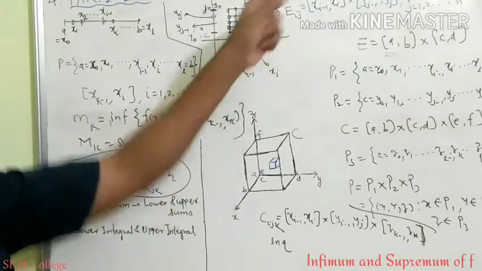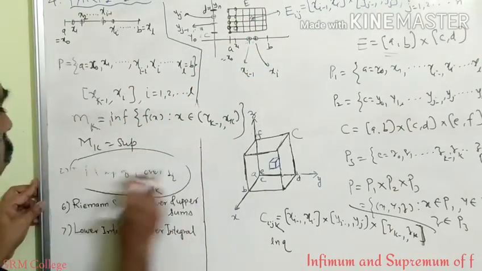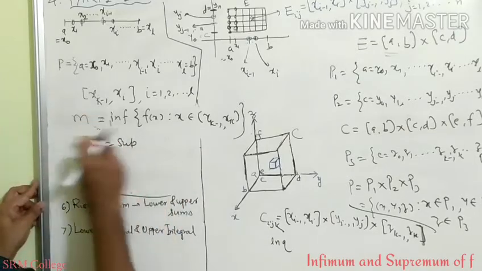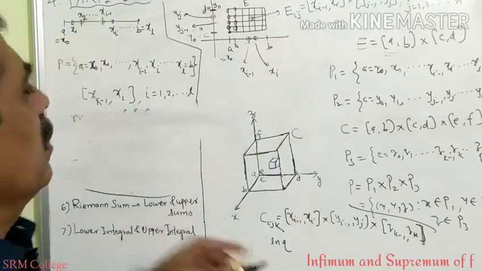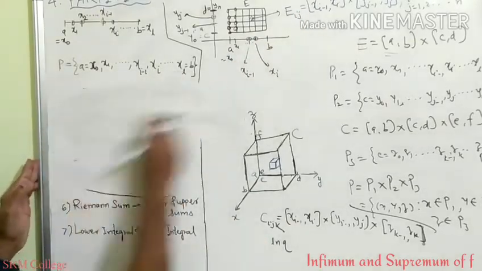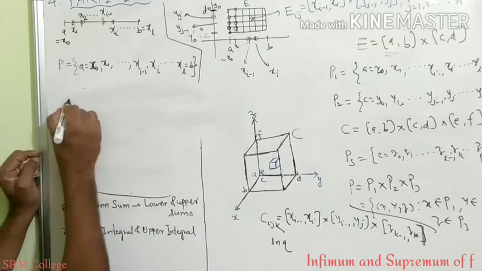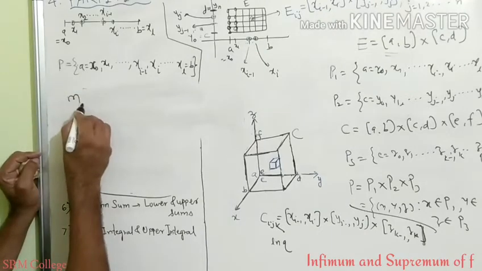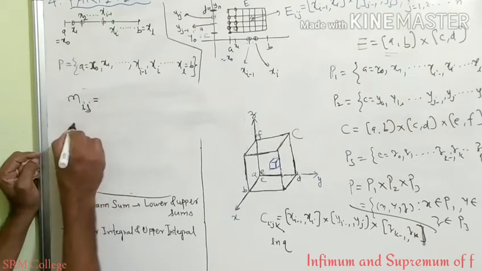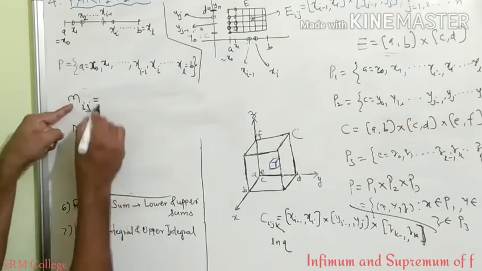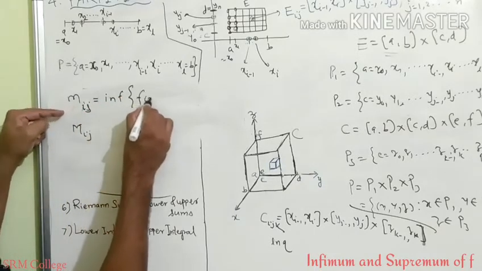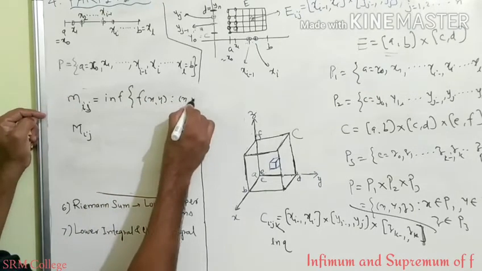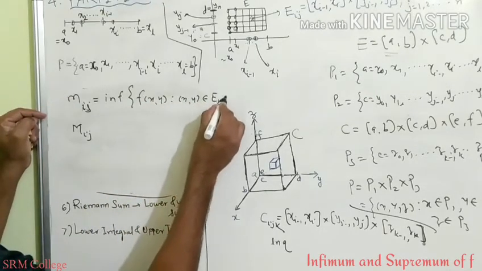If you go to two variables, then how we define the infimum and supremum values of the function on E_ij: we define these values as small m_ij and capital M_ij. Small m_ij is the infimum value of f(x, y) such that (x, y) belongs to E_ij.